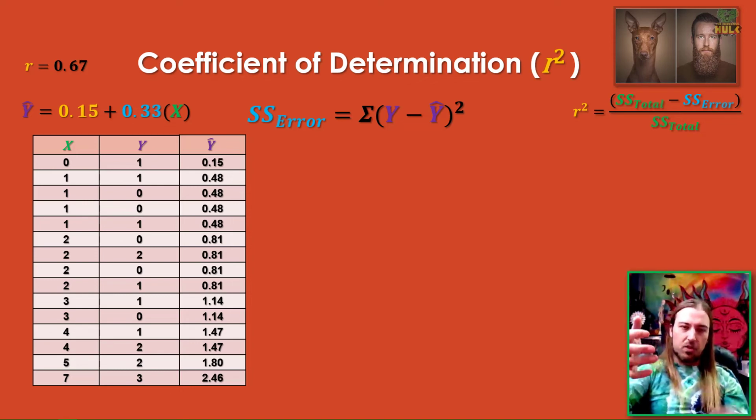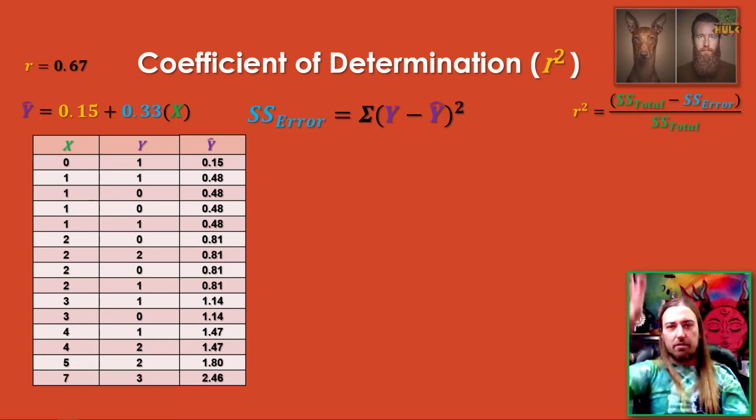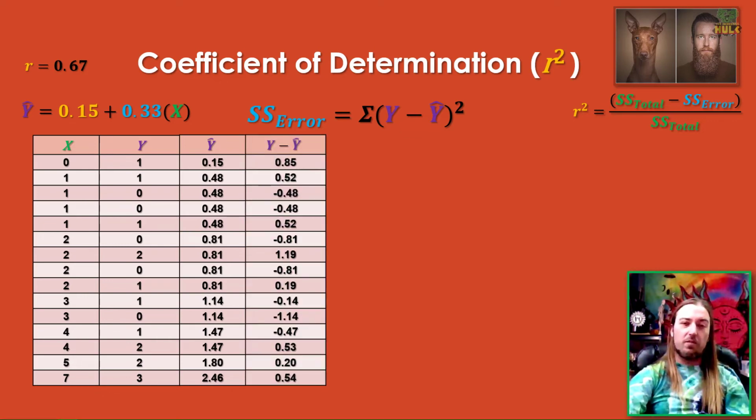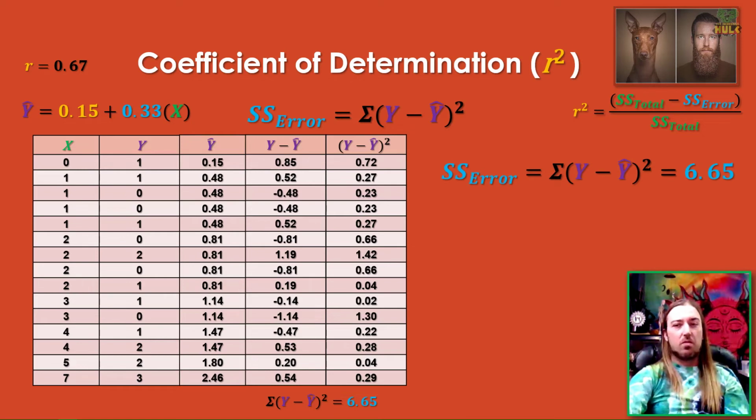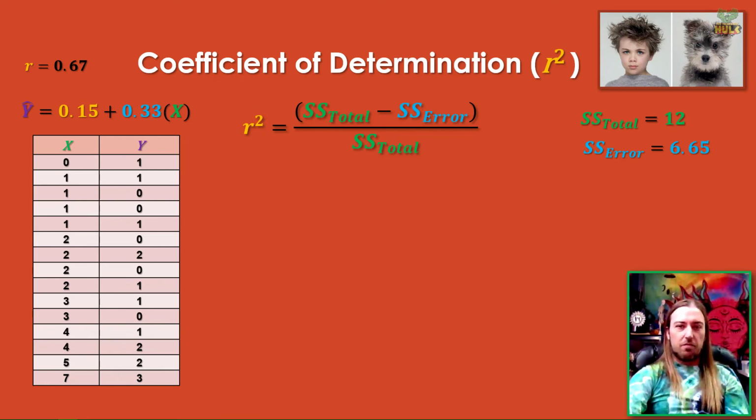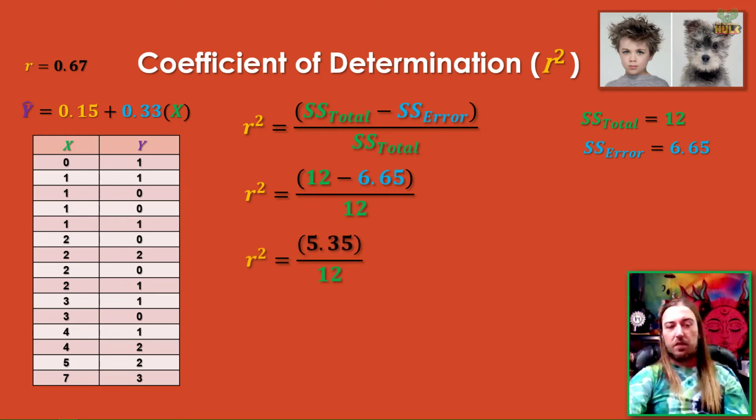We do the same thing with each of those x values, plugging them into the equation, getting a predicted y and writing it down. Then we subtract those predicted y's from the actual y's, right, giving us this column of data. And then finally we square all of those values, sum them together for a 6.65 in this particular case, and we have found our sum of squares error. Okay, now all we have to do is plug them into the equation and solve for r squared. So 12 minus 6.65 divided by 12 would be 5.35 divided by 12, which would give us an r squared coefficient of determination of 0.45.